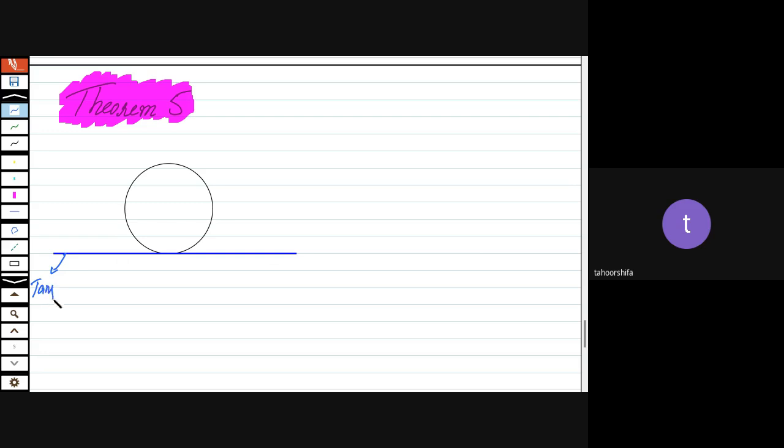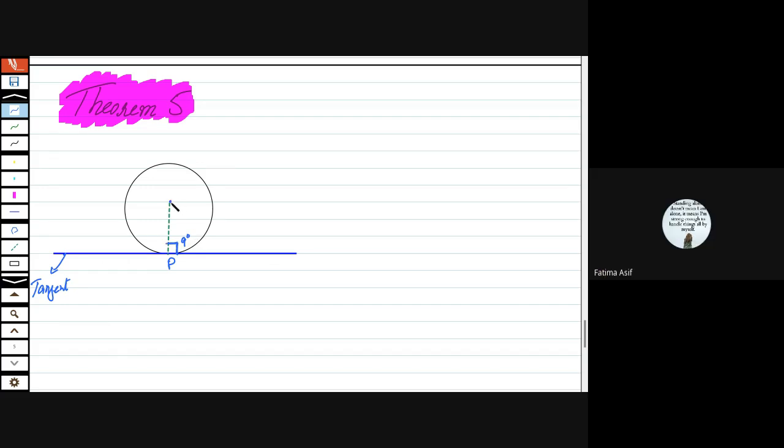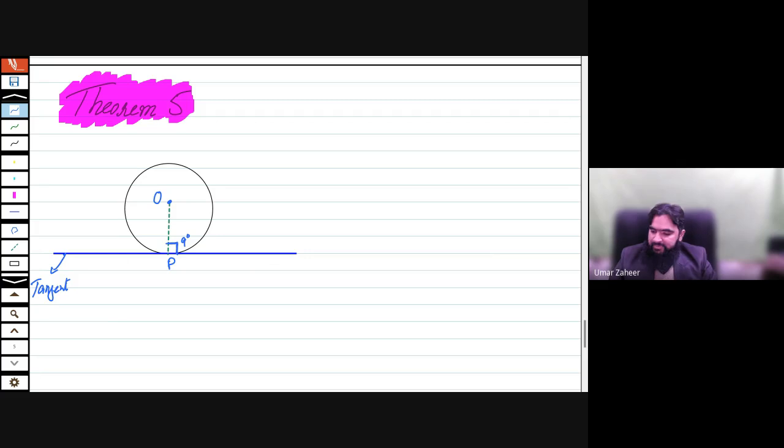Yes, sir. Tangent. And if you draw a radius, the tangent and the radius are going to meet at a single point. Obviously, we know that the tangent always touches the circle at a single point. If the radius and the tangent meet at the same point, then the angle between the radius and the tangent is always equal to 90 degrees. Is it clear?